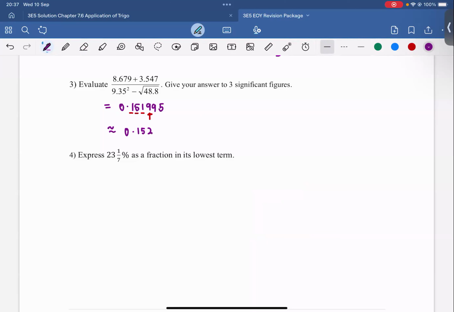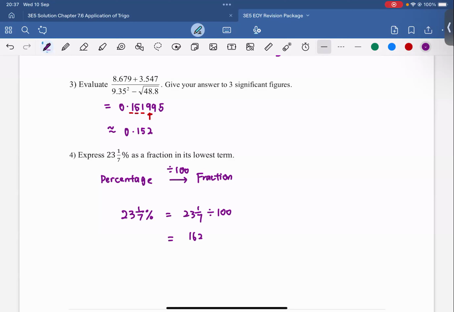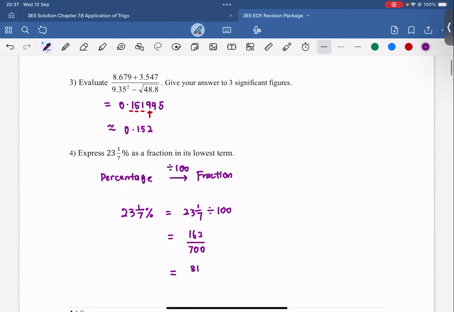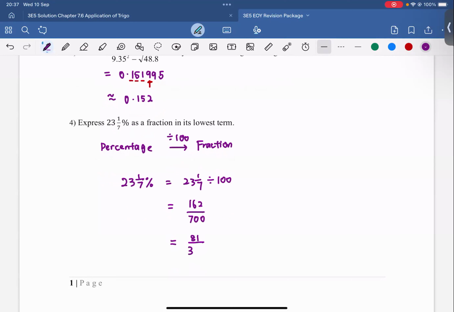Okay, next question 4, how to change fraction to decimal. No, change percentage to fraction. Percentage change to fraction, we divide by 100. So 23 and 1/7%. If you want to change to fraction, we take 23 and 1/7 divide by 100. What do we get? 23 times 7 plus 1, we get 162 over 700. Simplify your work. 81 over 350.